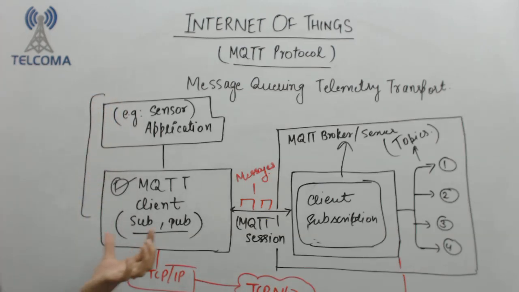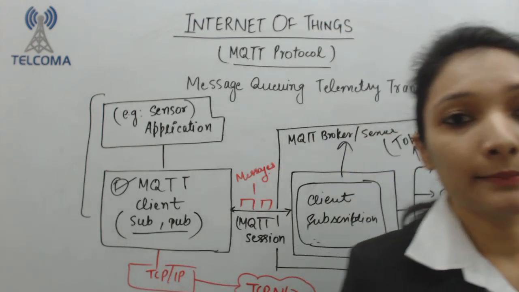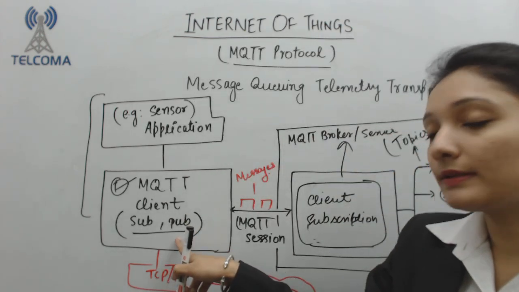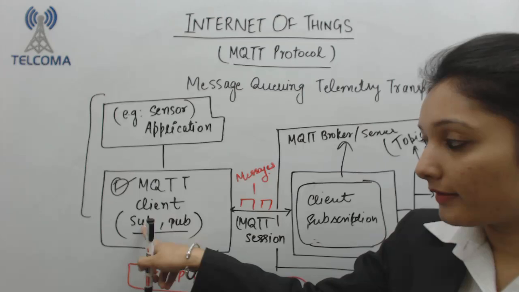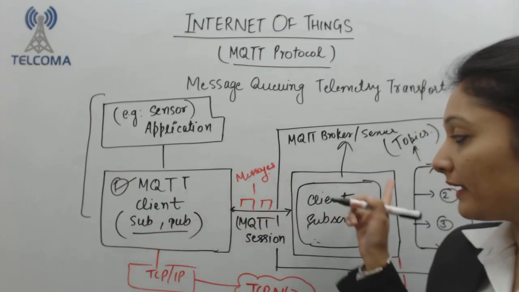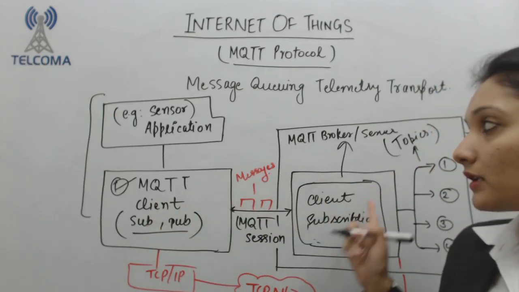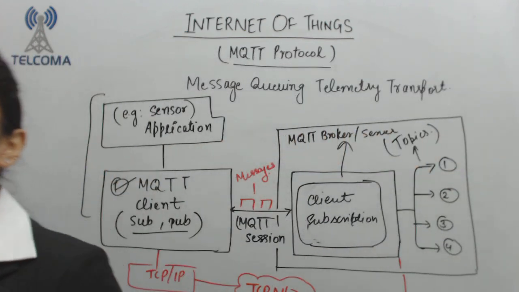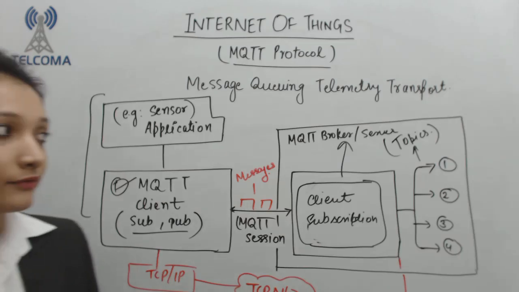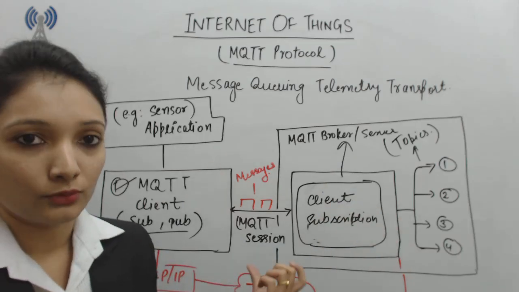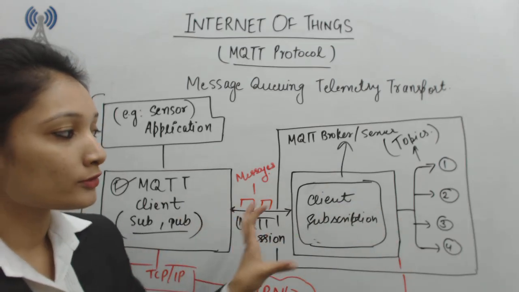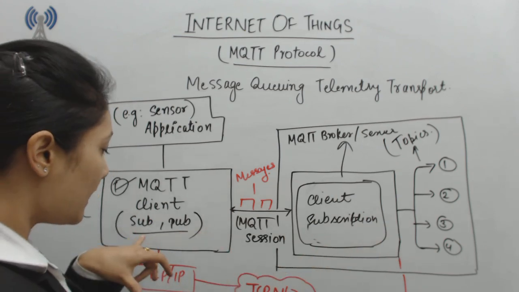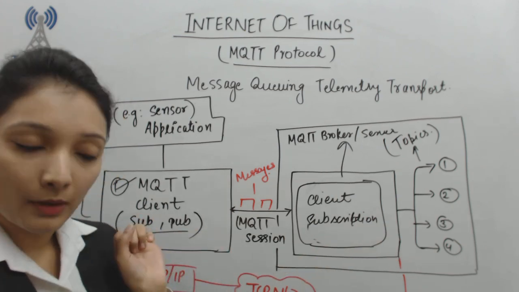So this is regarded as a user which is sometimes responsible for publishing the data and acting as a subscriber when it is retrieving the information from the server. So the client is here accessing the services of this protocol, or the client is the one who wants to access the server. So we have here the subscriber and the publisher.